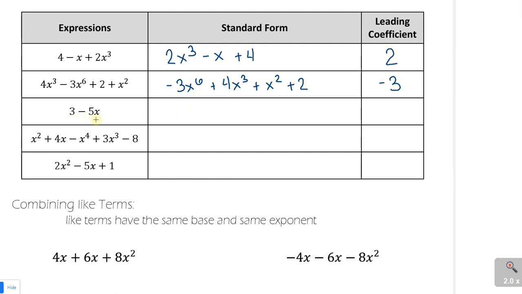We have a constant and then an x. So our x comes first. So negative 5x plus 3. Leading coefficient is negative 5. Standard form, largest exponent first, so that would be x to the 4th, but bring the sign, so it's negative x to the 4th. Then we have plus 3x to the 3rd, plus x squared, plus 4x, minus 8. Leading coefficient, we have a negative, that's a negative 1.